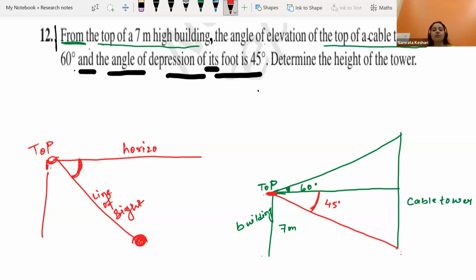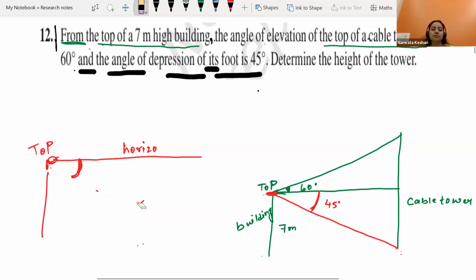Determine the height of the tower. So we have to determine the height of the cable tower. Let's see what to do over here. First tell me whether this figure, whatever we have drawn so far, is clear to everyone. Is it clear? Yes, ma'am.